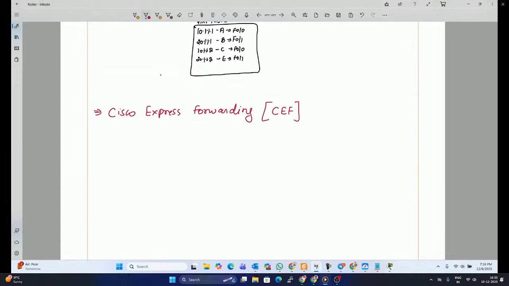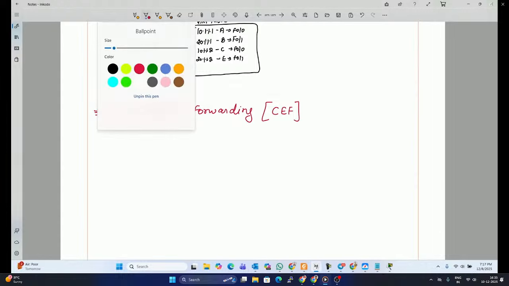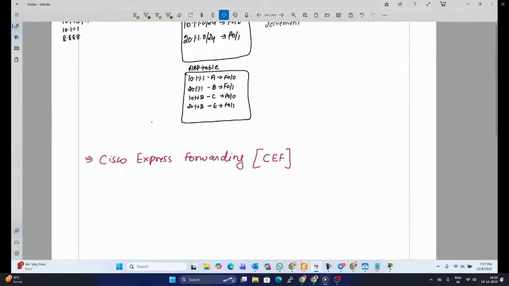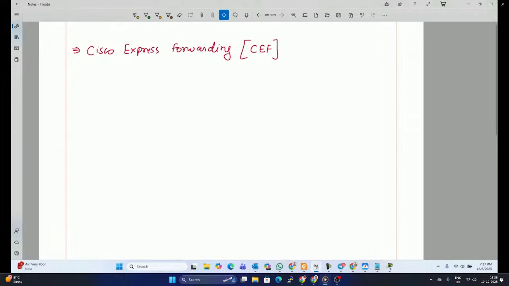Cisco Express Forwarding. What does Cisco Express Forwarding do? Cisco Express Forwarding makes data forwarding simpler, because forwarding traffic on the basis of the routing table is very CPU intensive, because the routing table is placed in the control plane. So how many of you know about CEF, Cisco Express Forwarding?